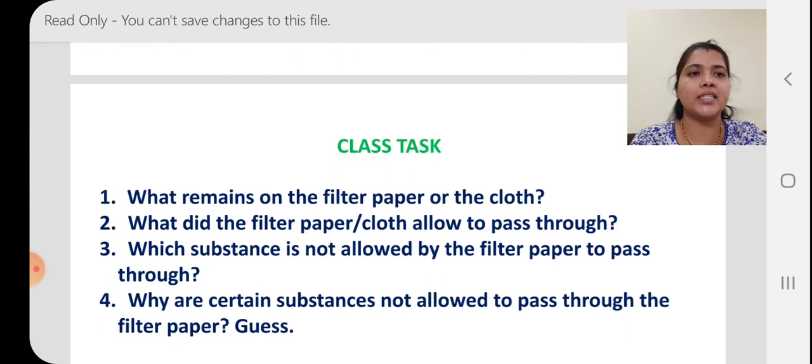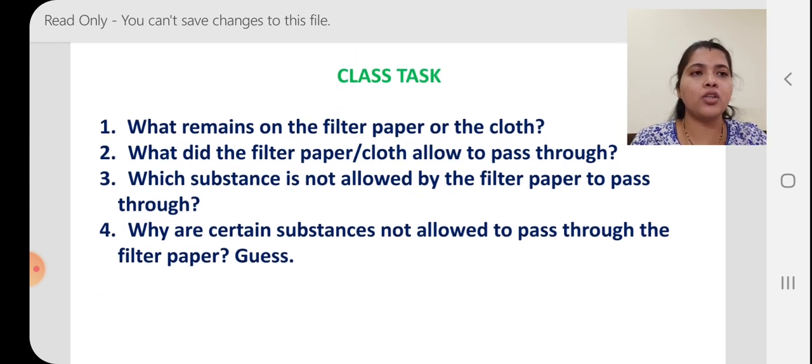Coming to the class task, we have some short questions here. If you understand the experiment correctly, you can answer the questions better. What remains on the filter paper or cloth? After the experiment, what did the filter paper or cloth allow to pass through? Third, which substance is not allowed by the filter paper to pass through? Fourth, why are certain substances not allowed to pass through the filter paper? Give the reason. I hope you all understood the experiment.